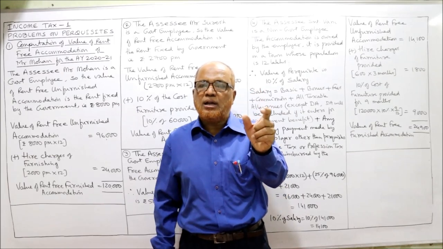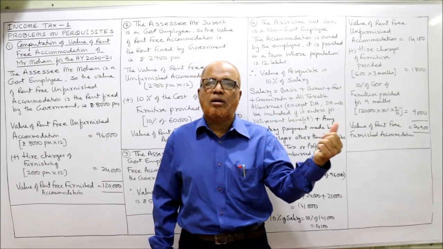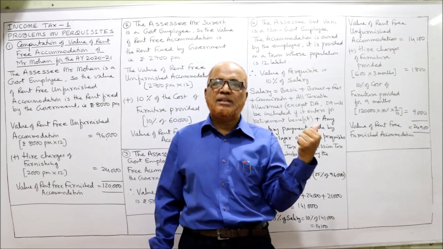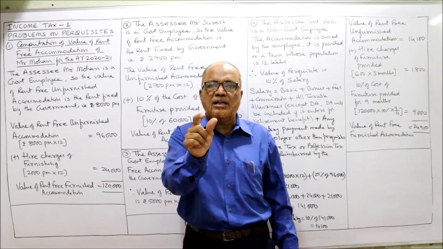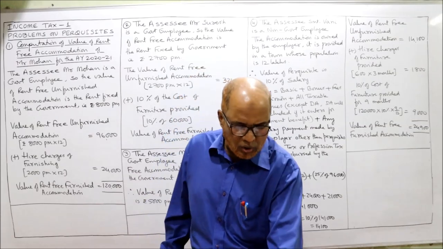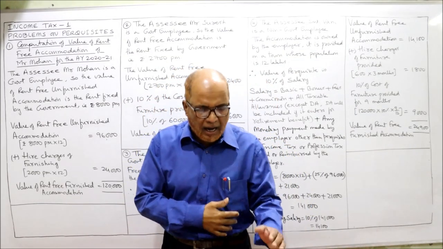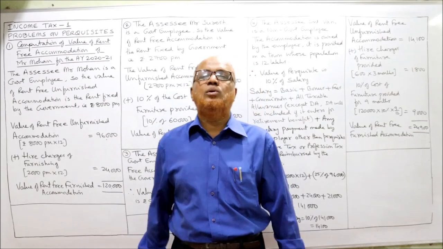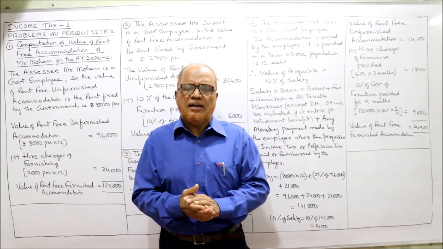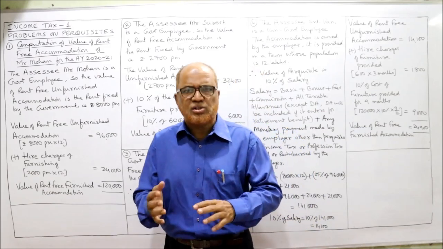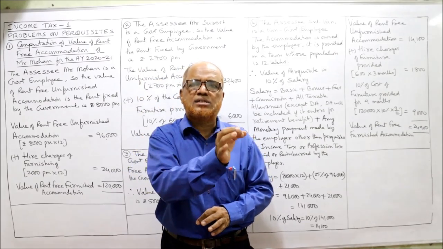For a government employee, the value of the perquisite is the rent fixed by the government. Remember this point. This is the provision given by the Income Tax Act. For a government employee, the rent fixed by the government is the value of the perquisite. We should not take any other item. We simply need the rent fixed by the government. In our problem, it is given that the rent of the accommodation as per government rules is 8,000 rupees per month. We are not concerned with basic salary, servant allowance or anything else. For calculating the value of rent-free accommodation, we simply need the rent fixed by the government.